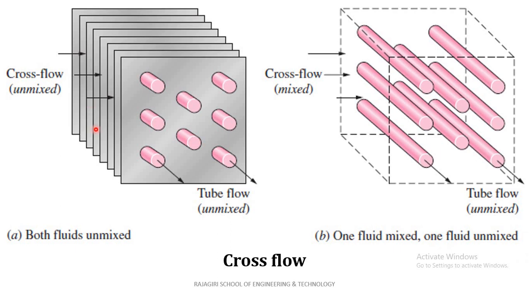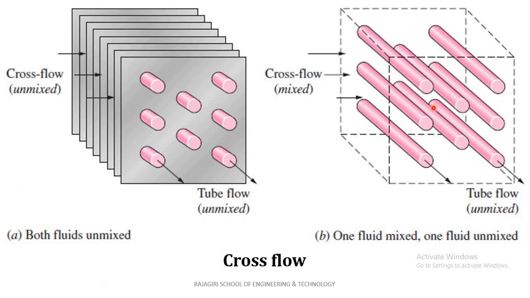In the both fluids unmixed type of heat exchanger, we have some baffles or parallel plates arranged here. So the fluid in this direction will not mix with each other. It will pass through the spacing between these plates, and the other fluid is passing through these tubes. So that fluid also will not mix with each other. So both fluids are unmixed.